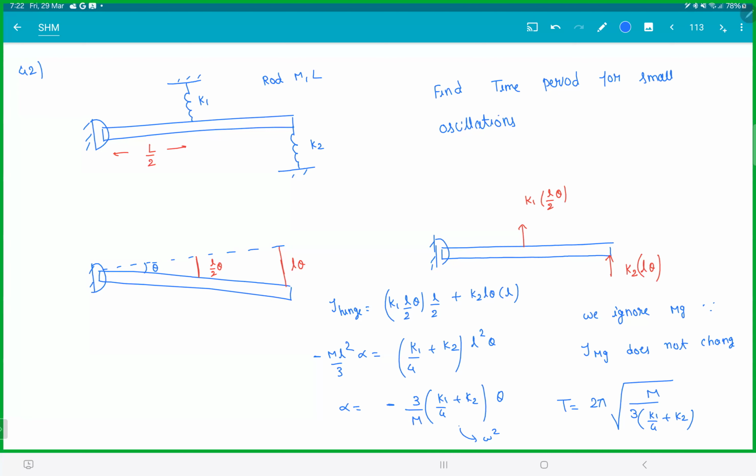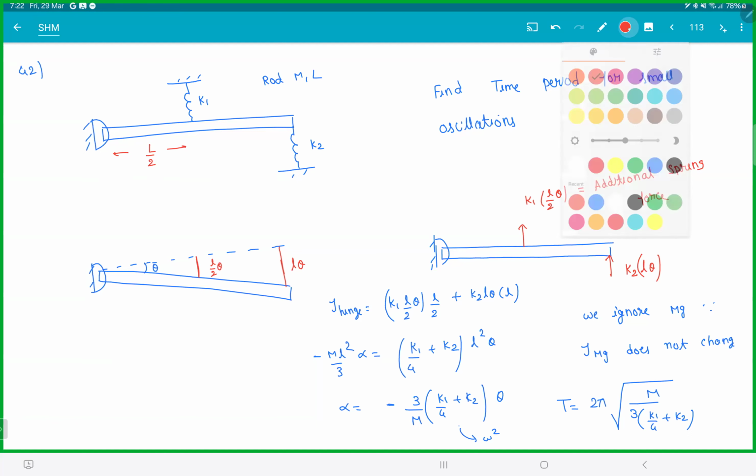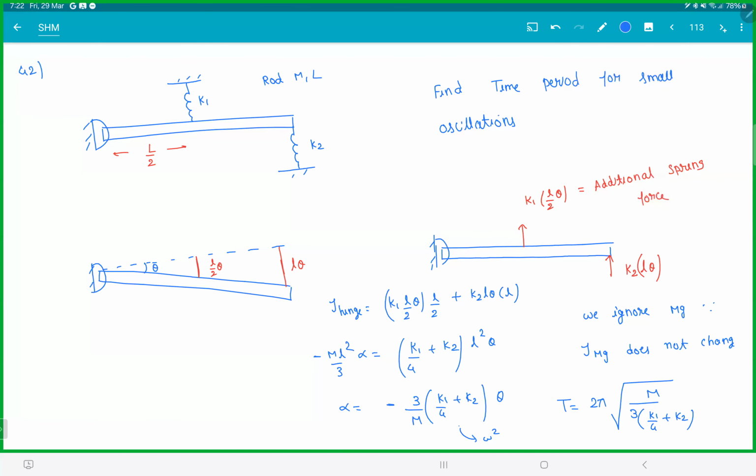And mg you don't consider because what is the initial torque of mg? See, initially springs are already compressed. These are additional elongation or additional compression. This L theta by 2 is additional spring force. The initial spring forces are also cancelling the torque of mg. So you are considering only the torques which are changing. The spring torques will change, the torque of mg doesn't change. The initial spring forces will cancel the torque of mg, so we don't consider it.